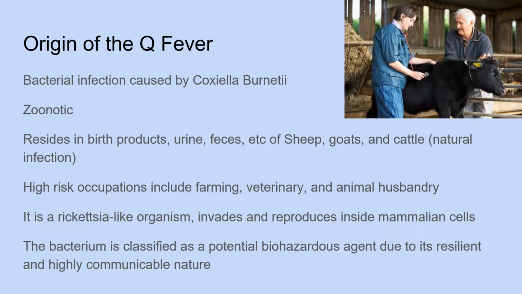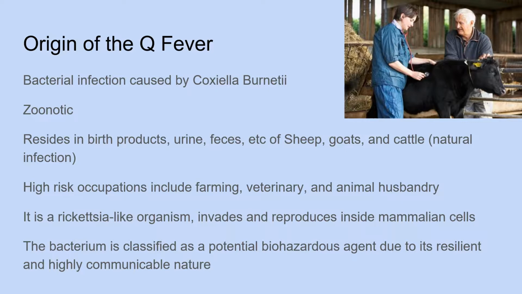Q fever is caused by the Coxiella burnetii bacterium. The bacteria naturally infects animals such as goats, sheep, and cattle. Once in the host animal, it can be found and shed within birth products, urine, feces, and other such bodily fluids that are excreted from the animals. Those primarily at risk of becoming infected, or at least being exposed to the bacteria, are farming, veterinary, and animal husbandry workers, thus making it a zoonotic disease.